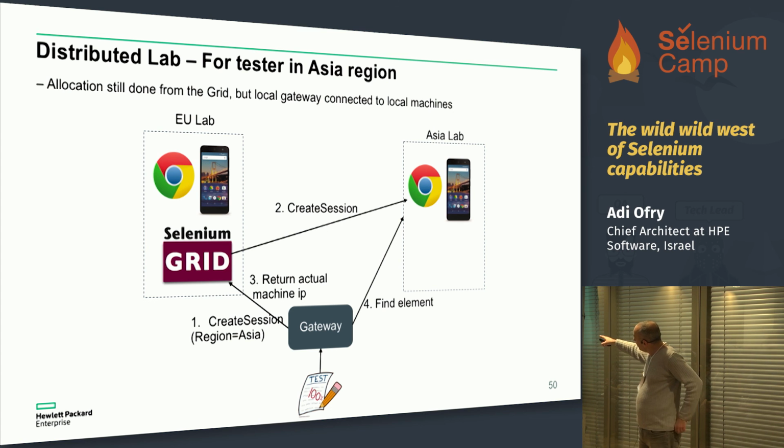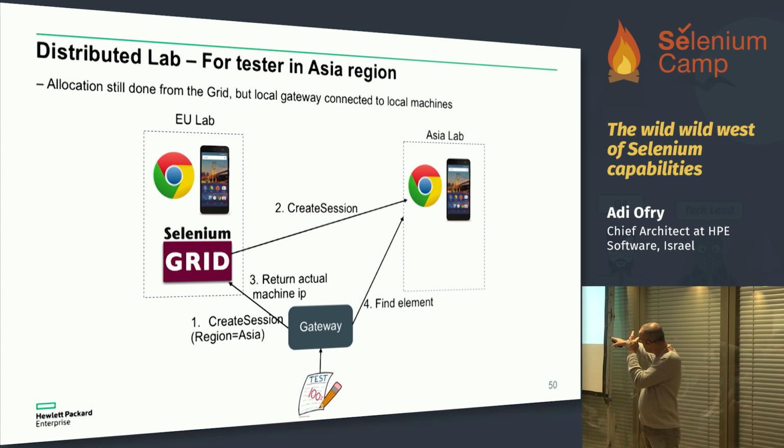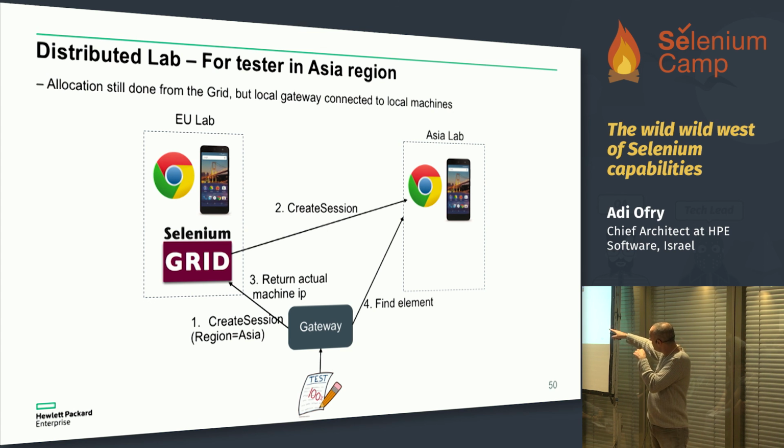And then we wrote a little gateway, a very small Node.js program that accepts this, that everything goes through it, and it knows that create session and close session go to the grid, and the other calls go to the IP that we returned. So we know to split calls. It's quite simple. These calls go to the grid, other calls go directly to devices. And then if you are in Asia and using a gateway in Asia, then only the create session goes to the EU, and then all the other calls are local.